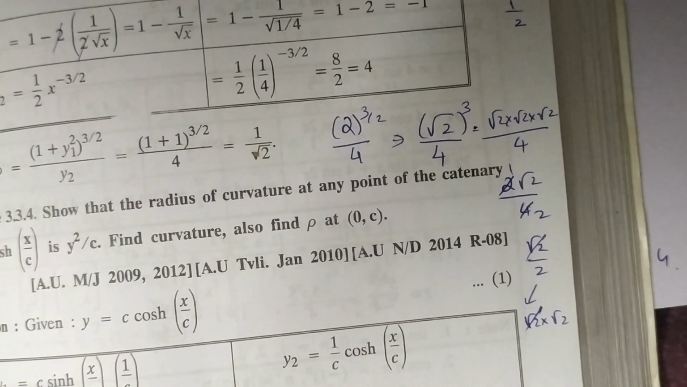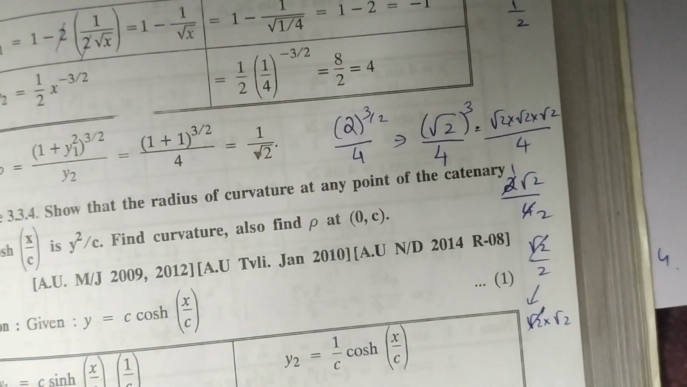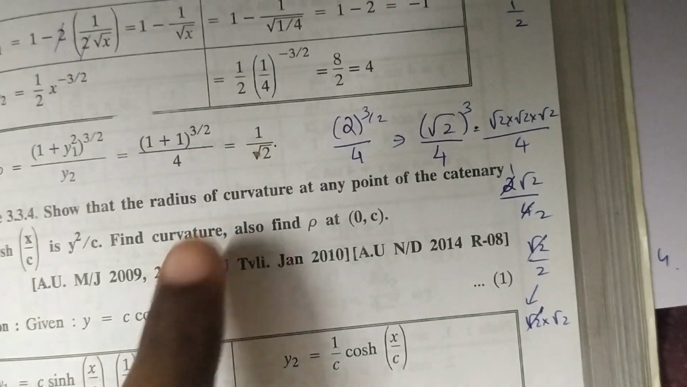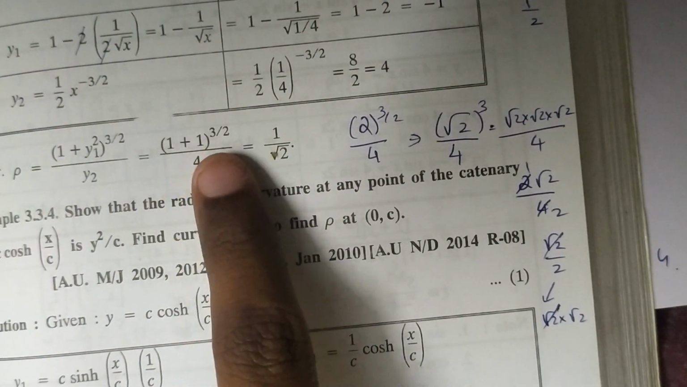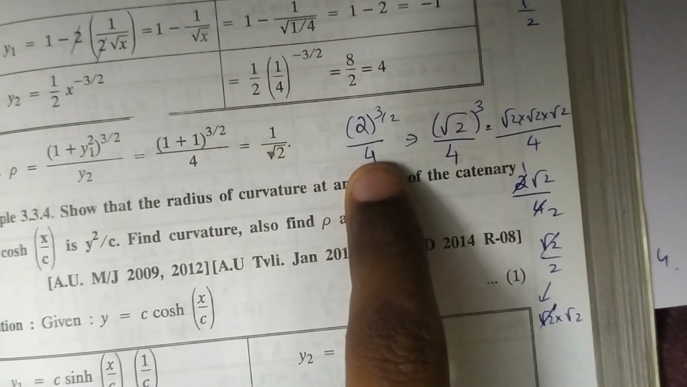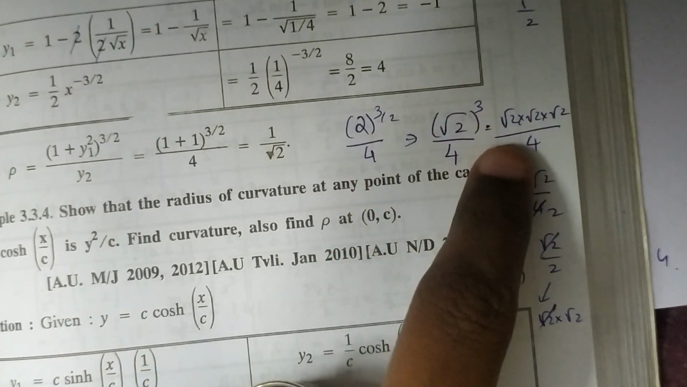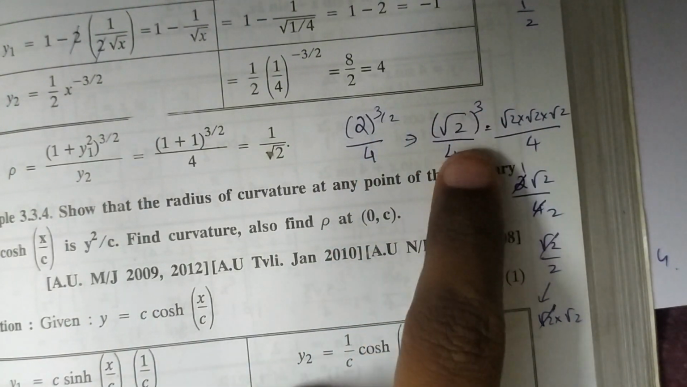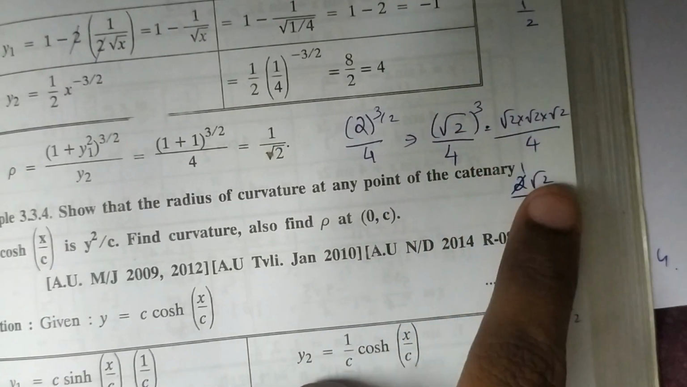You can even leave it as it is, like 2 power 3 by 2 divided by 4, or else you can do this also. Once again I will tell you, 1 plus 1 to the whole power of 3 by 2 by 4 means 2 power 3 by 2 by 4. This I can write like root 2 to the whole cube. I already told you. So root 2 the whole cube by 4. Root 2 the whole cube means root 2 into root 2 into root 2 divided by 4.